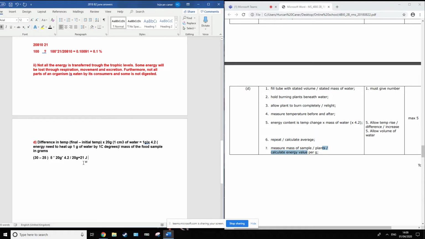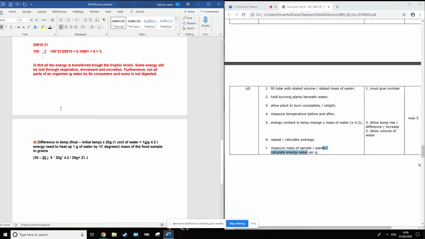To make this kilojoules, you have to divide it by 1000. Because kilojoule. But state it like this. Because this is not a calculation question. This is just an example for you. This is not the actual answer for the question, okay?